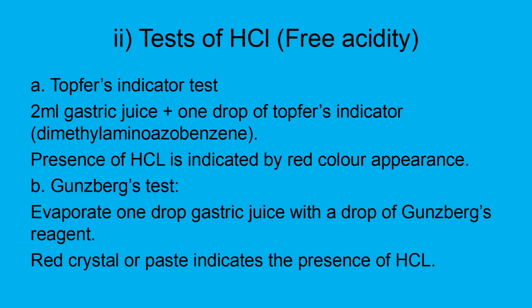You have to take 2 ml of gastric juice in a test tube and add 1 drop of Rehfuss indicator. This Rehfuss indicator is nothing but dimethyl aminoazobenzene. The presence of HCl will be indicated by the appearance of red color. Near pH 3, this Rehfuss indicator will give a red color. It indicates the presence of HCl.